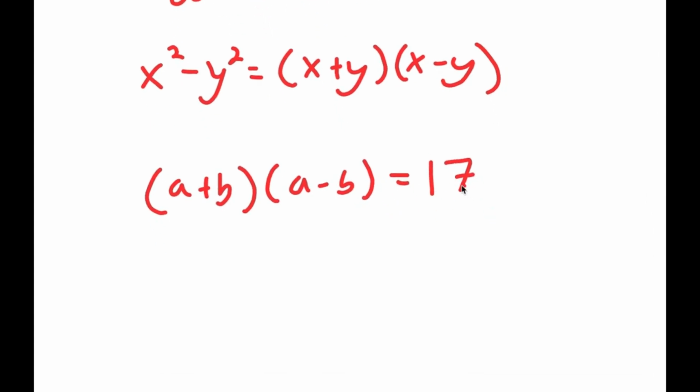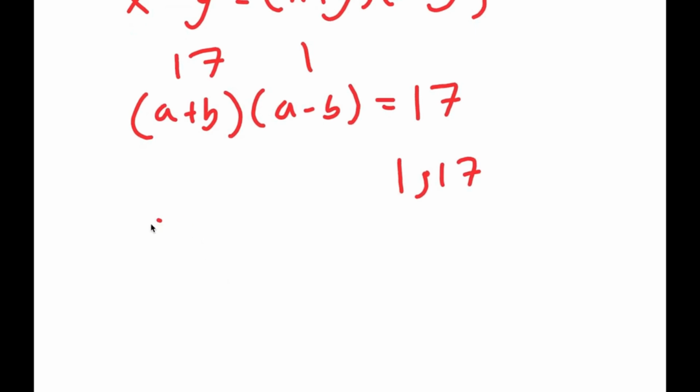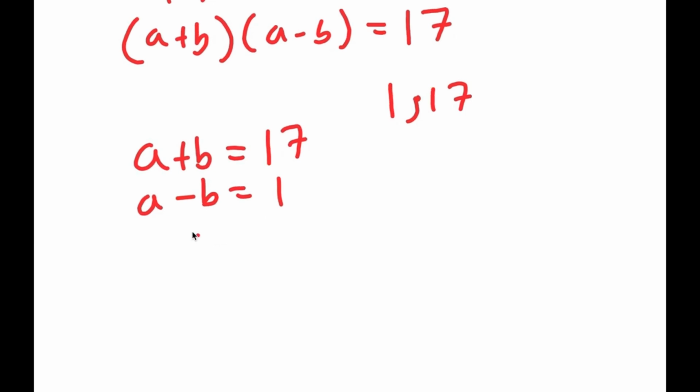Now the only factors of 17 are 1 and 17, meaning that one of these two has to be 17 and the other one has to be 1. So just by looking at this, we can tell that a plus b is going to be 17 and a minus b is going to be 1, because a plus b is greater than a minus b. Meaning, I have two equations, a plus b equals 17 and a minus b is equal to 1.